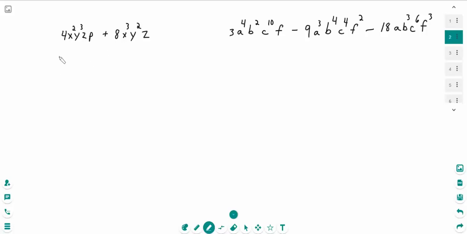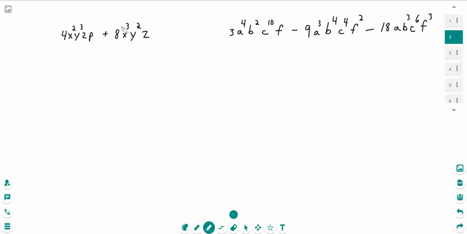All right, so what I want you to do is just look at this expression and try to find the greatest common factor between these two terms. Okay, I know there's addition here, but I want you to just ignore the addition for right now and focus in on each of these two terms and find the greatest common factor for these two terms.